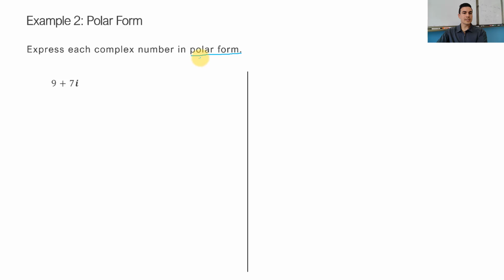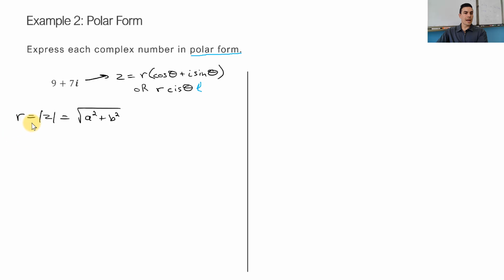So we're going to express this in polar form, which is going to be our r cis theta, right? Or z is equal to r cosine theta plus i sine theta. And then this is just the abbreviated version of what we have here. So let's find our r first. r is just the absolute value, which is going to be the square root of a squared plus b squared. So that's going to be square root of 9 squared plus 7 squared, or square root of 130, which is approximately 11.4.